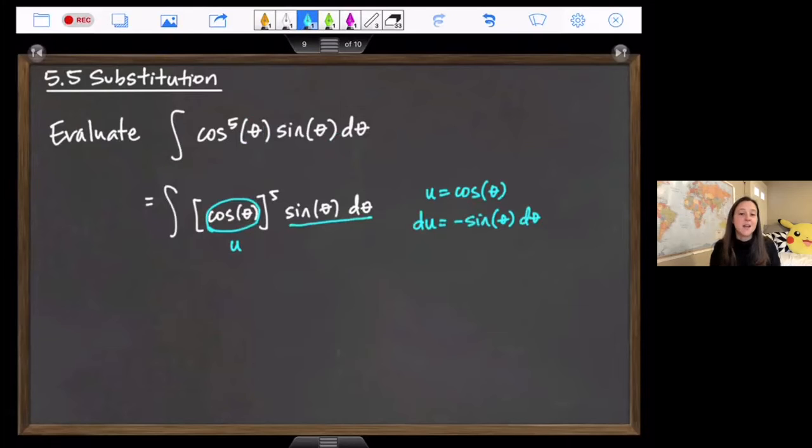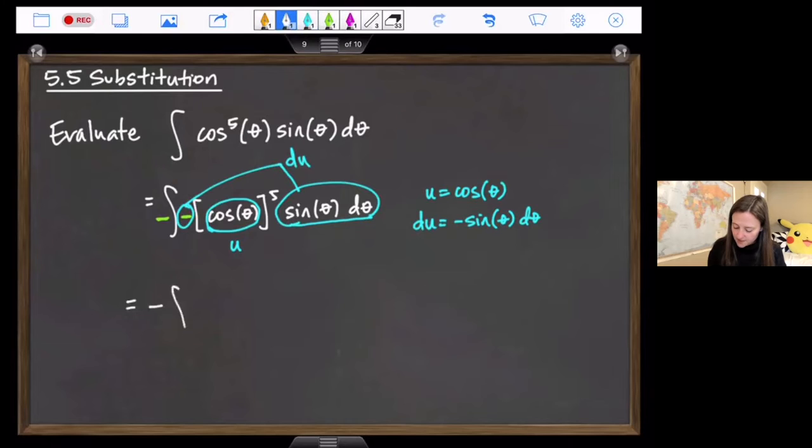I actually need that to be a -1 times sine theta, so I'm going to put a -1 here, and I'm going to compensate for it by putting a -1 on the outside, right? So that this -1 times sine theta d theta can be my du. So my integral is -1 on the outside, integral. The negative and the sine theta d theta get pulled inside the du. So all I have left, brackets, is u to the fifth. Everything else got pulled into the du.